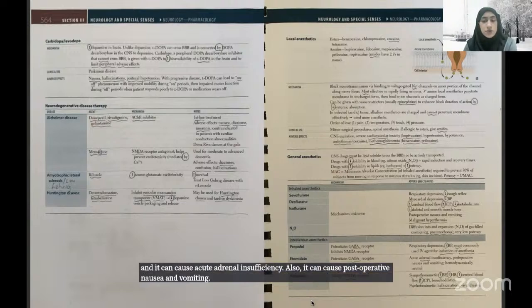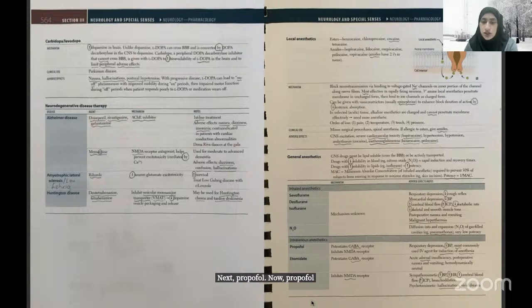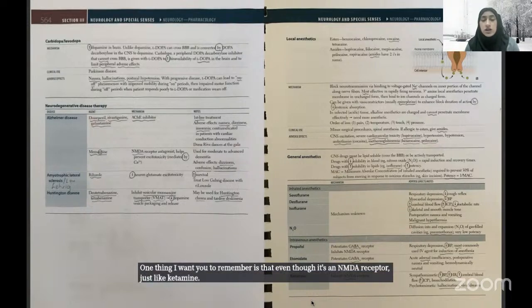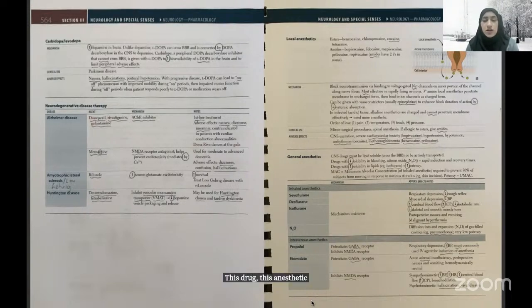Next, propofol. Now, propofol has two functions. It is an NMDA receptor inhibitor, but it is also a GABA A receptor potentiator. What does this drug do? It decreases BP. One thing I want you to remember is that even though it's an NMDA receptor inhibitor, just like ketamine, this anesthetic decreases BP, whereas with ketamine we have an increase in BP. Propofol is the most commonly used IV agent for induction of anesthesia. Something else you can remember for exams, as it's really common to use.